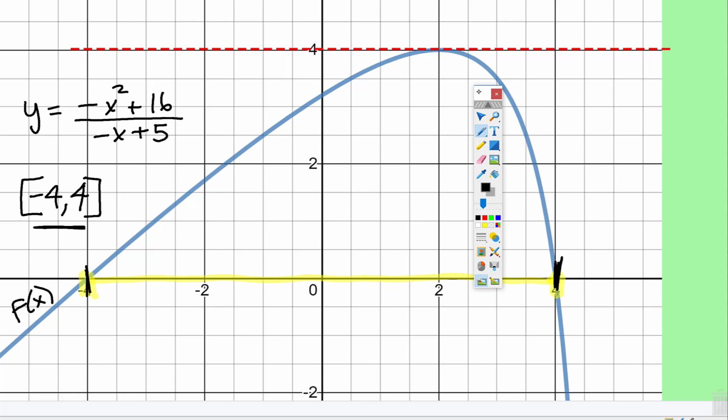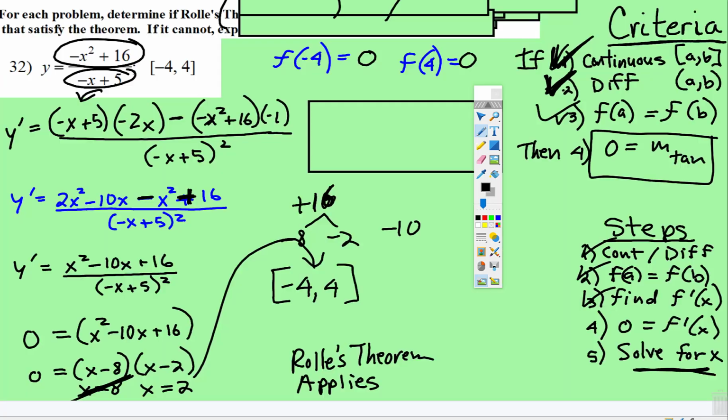And then notice right here at 2, if we move up the screen, there is a line. The tangent line to this graph is horizontal. So that slope, the tangent slope, is equal to 0, which is the criteria. The slope of the tangent line of the function will equal 0. All right, that's it for this one.